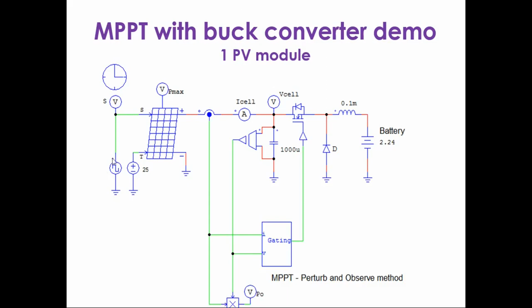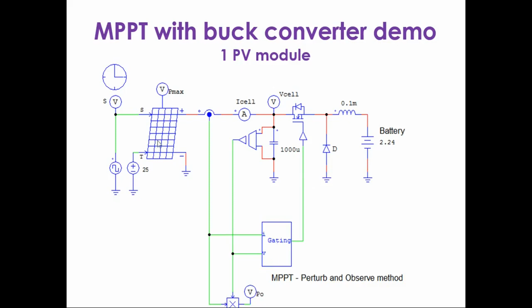Now over here, the square wave is given, that is the change in the radiation pattern, and the temperature is fixed at 25 degrees centigrade. Over here we are introducing the perturbation variable, and we are going to introduce this PV panel in the PSIM software. We have the voltage sensors over here. It's a part of the perturb and observe MPPT algorithm, and over here the battery is there. The reference voltage is selected from this segment.